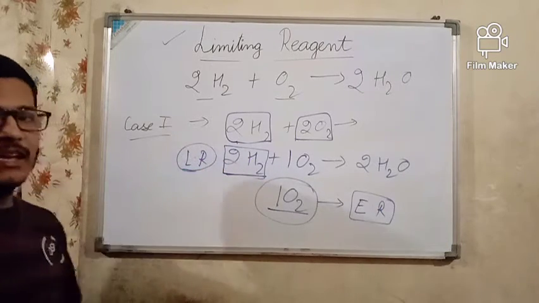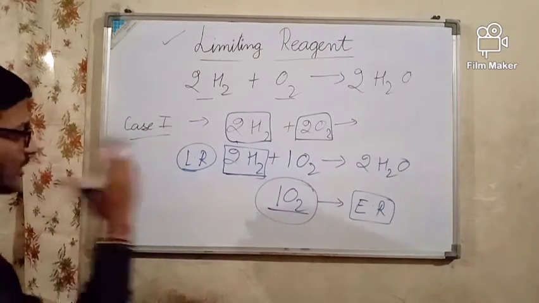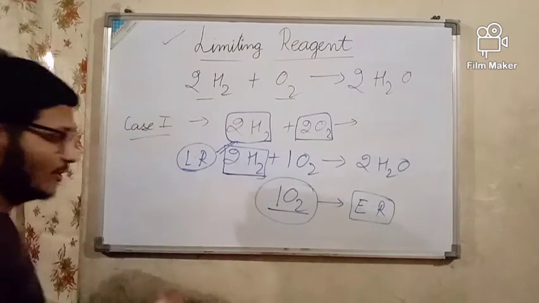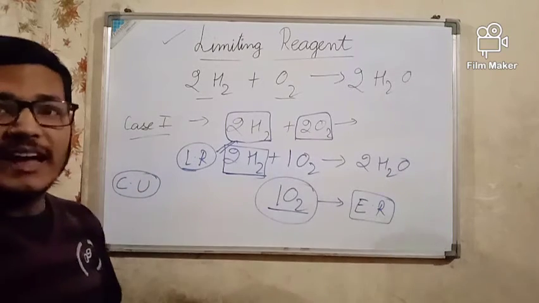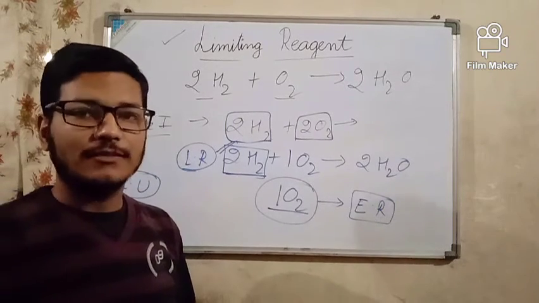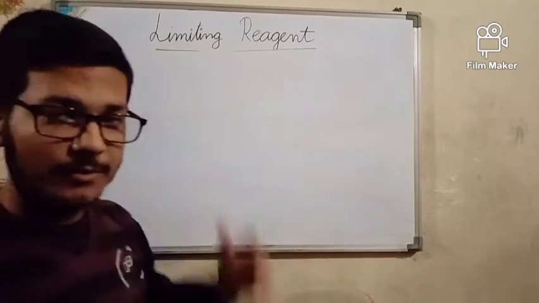So while making the stoichiometric calculations or while doing the numericals, we should keep in mind that the reactant which is completely used is known as limiting reagent. And this was today's topic about the limiting reagent.